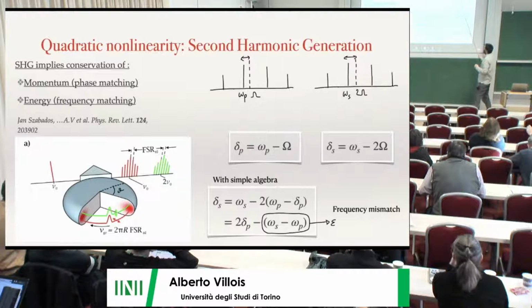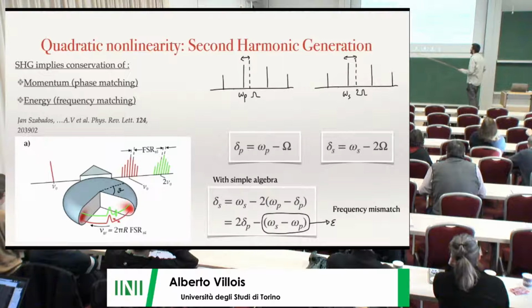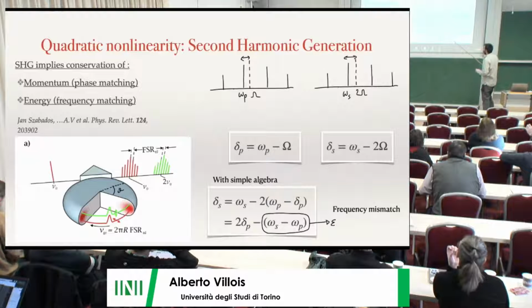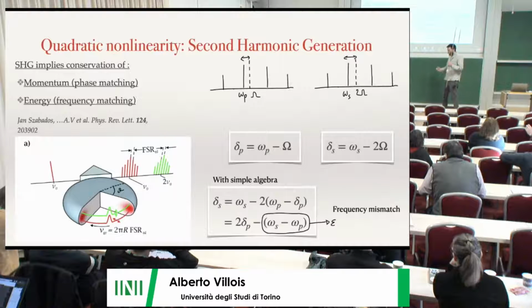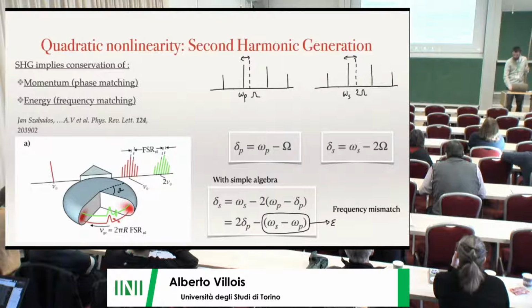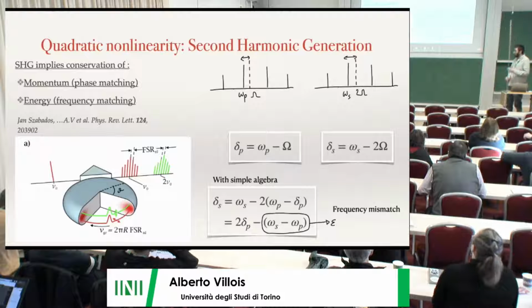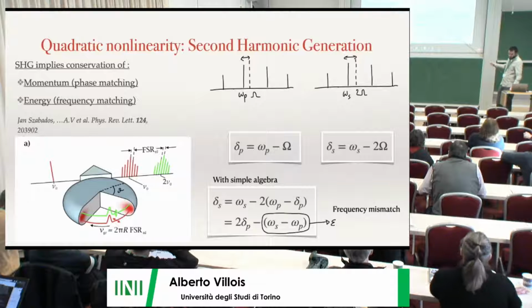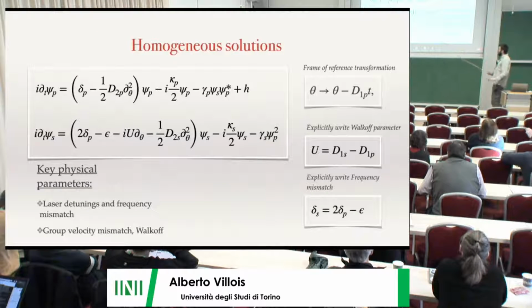Similarly, I will have the same thing for the second harmonic. I denote omega s as the closest eigenfrequency to 2 capital omega. If we do the simple algebra, we see that delta s can now be rewritten as 2 delta p minus a term epsilon, which I call epsilon because it is in general small. This is basically a frequency mismatch. It is a feature of the fact that we are dealing with a discrete set of eigenfrequencies, so these are going to be quasi-resonances. I want to stress the importance of this epsilon, because different epsilon will make completely different physics.